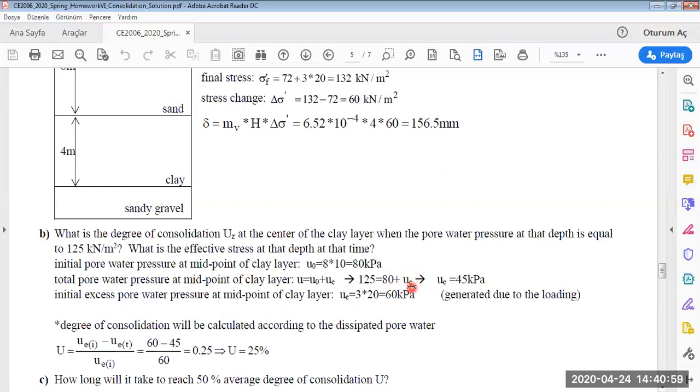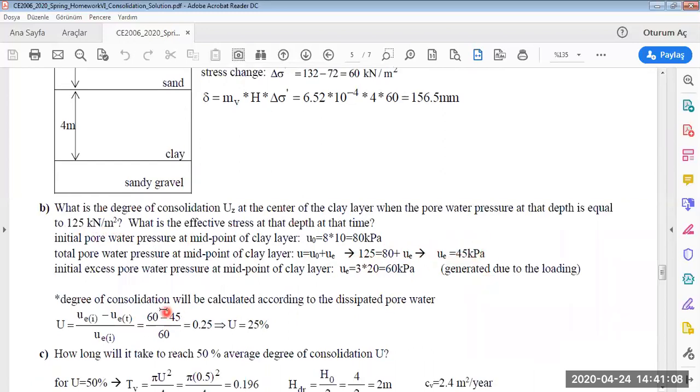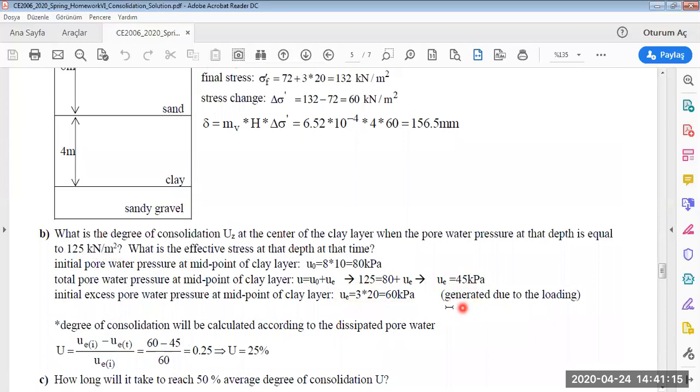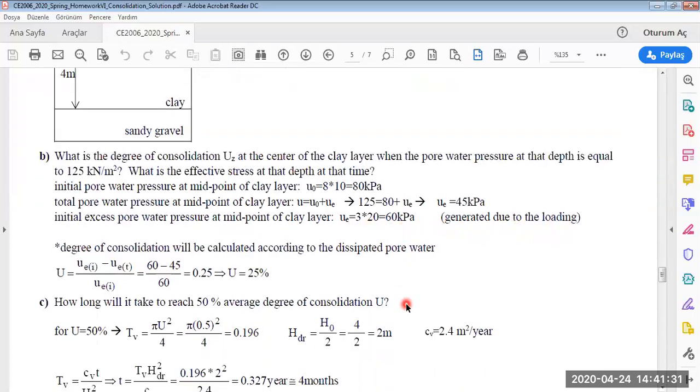We don't know the excess pore water pressure, but we know the final total stress. It is given here. So we can find the excess pore water pressure here. Initial excess pore water pressure at the midpoint of the clay layer will be 60 kilopascal because it's generated due to the loading, and there is a 3-meter thick fill layer. This is the amount of the loading.